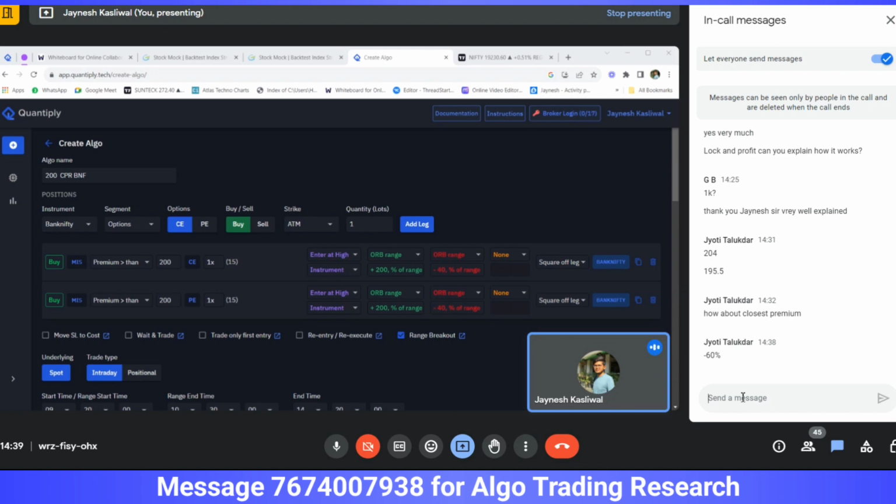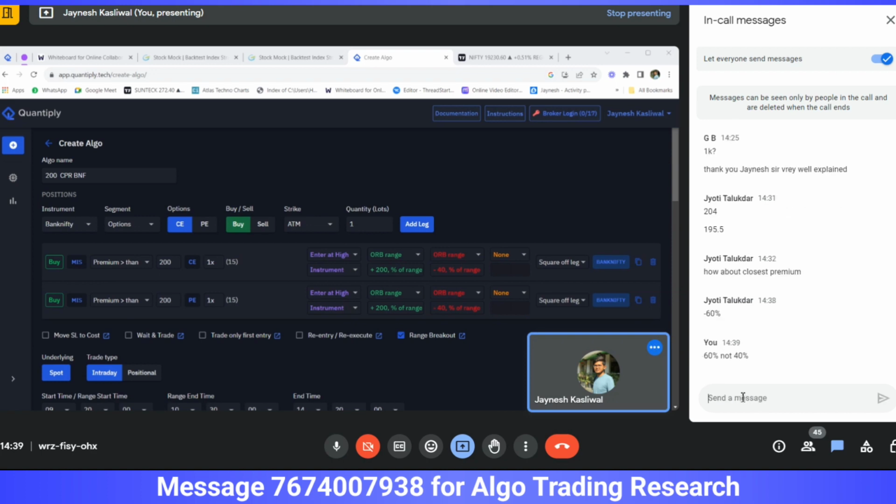It has become 60% of the range and not 40% of the range, because range itself is 100% and range -40% will be 60%. So this is the important setting that you have to understand, that range is the base value here, and using that base value we have to configure the stop loss as well as the target here.